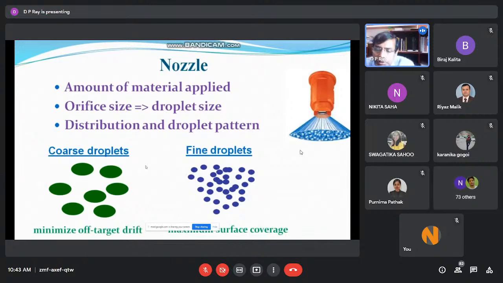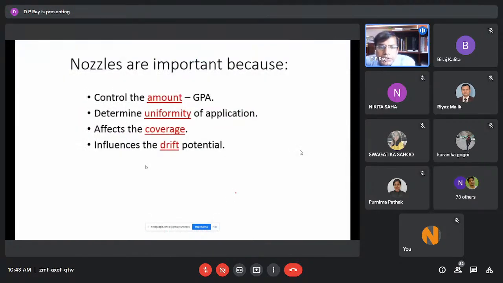Depending upon the orifice size, the droplet size is also different. So sometimes coarse droplets are bigger in size and minimize the off-target drift. When the droplets are very fine, they maximize the surface coverage. So fine droplets are desirable, and distribution and droplet pattern are entirely dependent on the nozzle. So the nozzle is a very important component of a sprayer design. It controls the amount, determines the uniformity of application, affects the coverage, and influences the drift of applications.